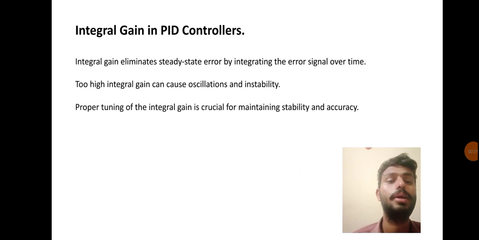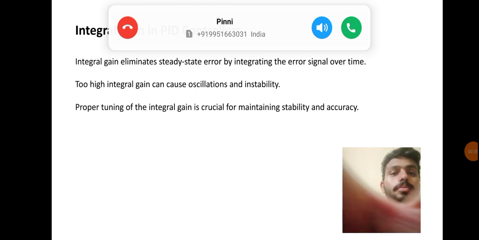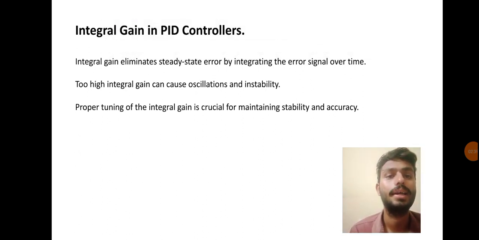Integral gain in PID controllers. Integral gain eliminates steady state error by integrating the error signal over time. Too high an integral gain can cause oscillations and instability. Proper tuning of the integral gain is crucial for maintaining stability and accuracy.